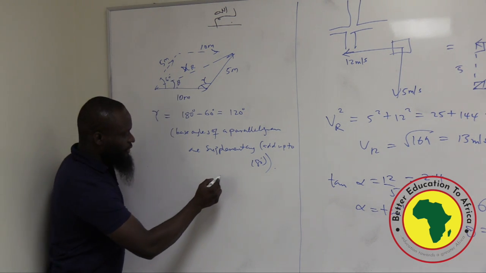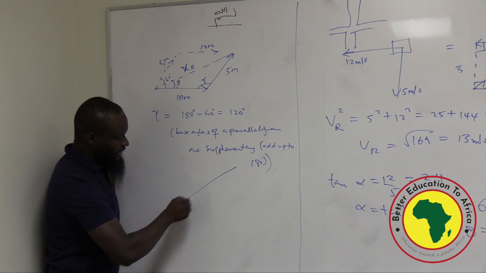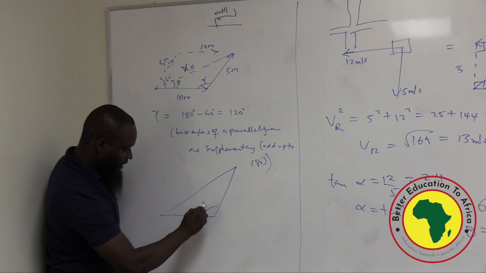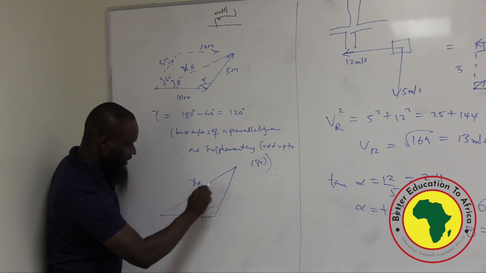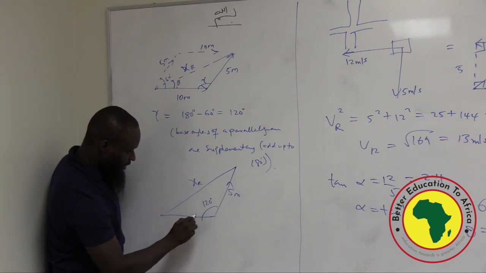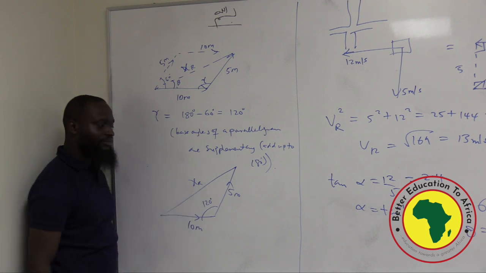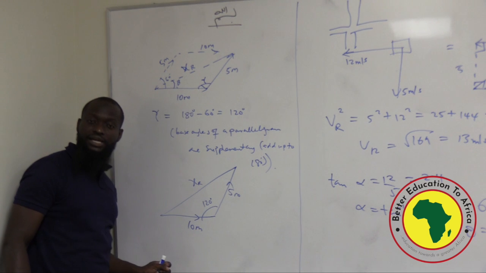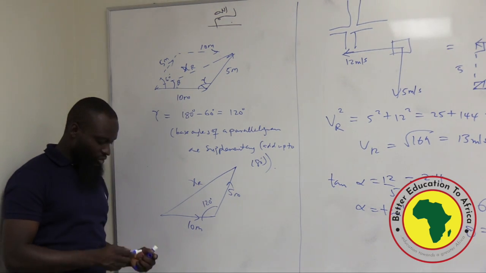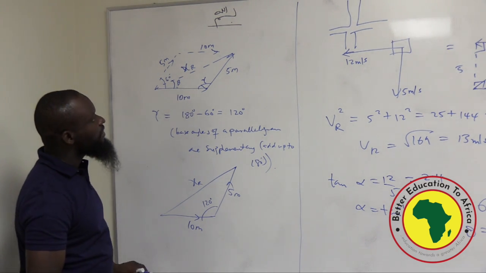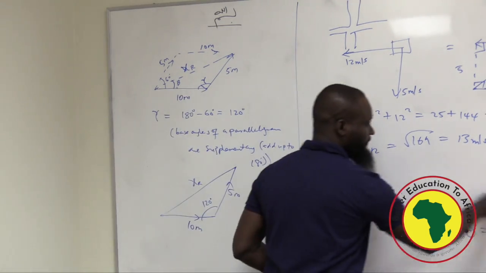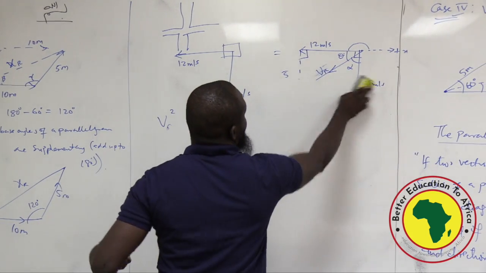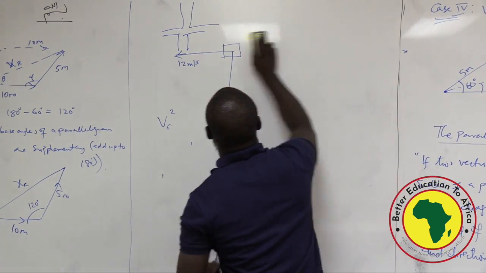So why am I doing this? I'm constructing a triangle that has 120 degrees here. I'm looking for XR. I know here to be 5 meters, and I know here to be 10 meters, and I'm looking for XR. When we have such situations, we use what we call the cosine rule, or the cosine law of mathematics. So I'll show you what the cosine law is.